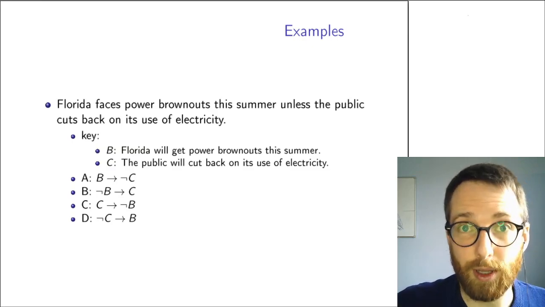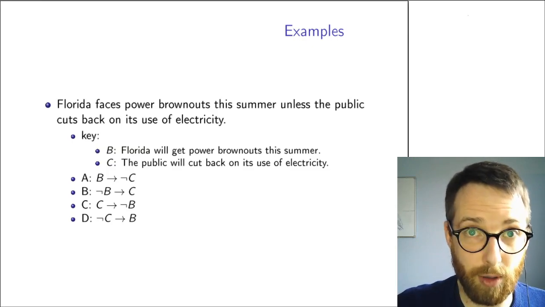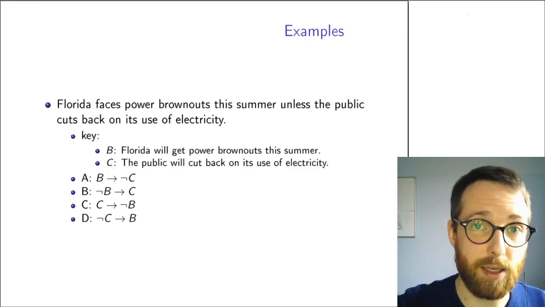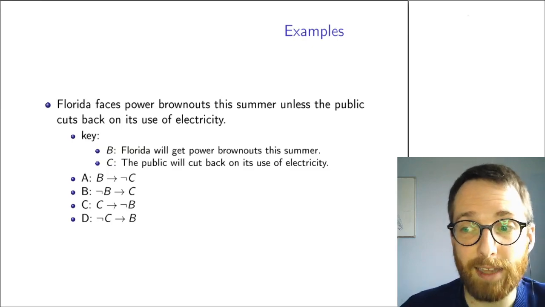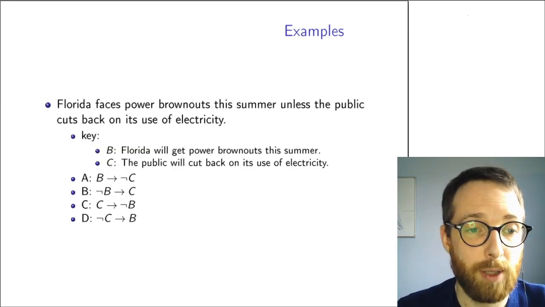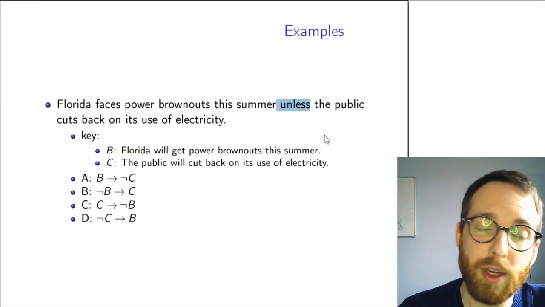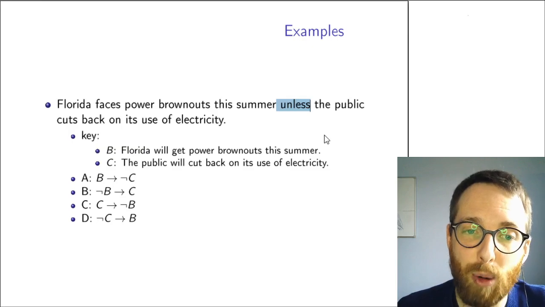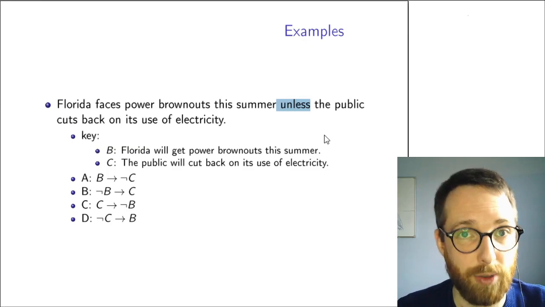Here's what I do with unless. Let's start here. Wherever you see a sentence with unless, one way of getting that into TFL, there are multiple ways, but here's one way: replace the word unless with if not. So if I do that here, if I replace the unless with if not, then we wind up with: Florida faces power brownouts this summer if the public does not cut back on its use of electricity.